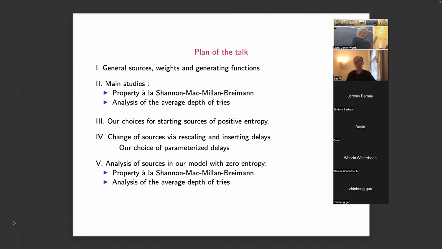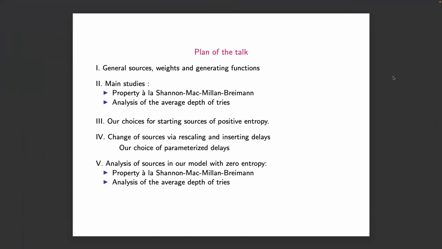Okay, so I described the plan of the talk. The first two parts are about general facts about the sources, weights, generating function, and the main study, what I wish to do. The property à la Shannon-McMillan-Breiman means some property about the logarithm of the probability of the source, and also the average depth of tries. Because, of course, the behavior of tries depends on the property of the source. Then I follow the main plan. I first describe sources of positive entropy. Then I change the sources. This is a process of rescaling or inserting delays. And at the end, I obtain the analysis of the new source, with the main property I am interested in, the property à la Shannon-McMillan-Breiman, and the analysis of average depth of tries.